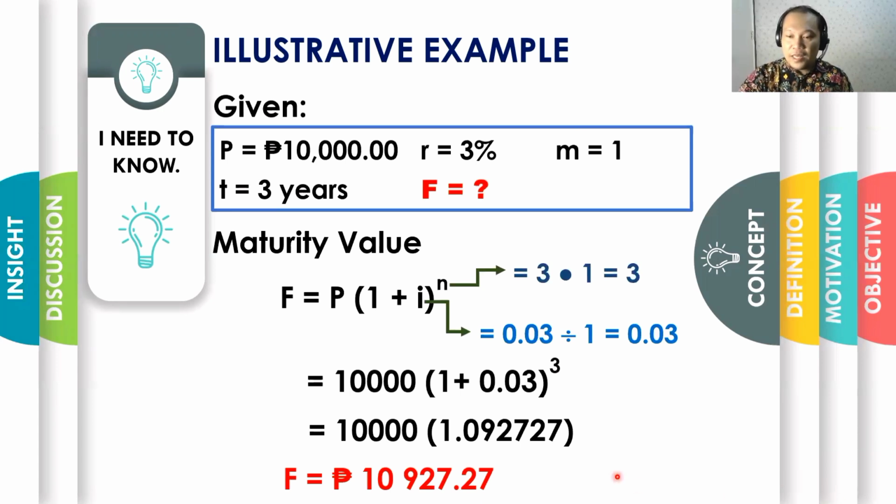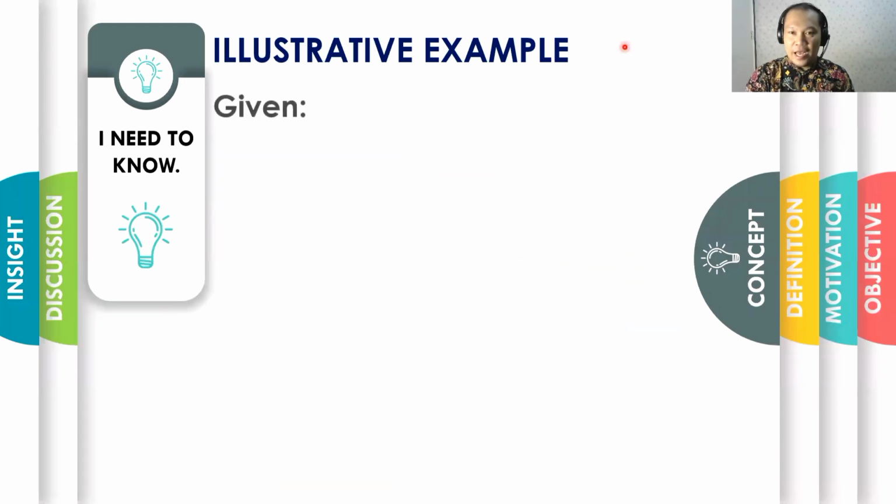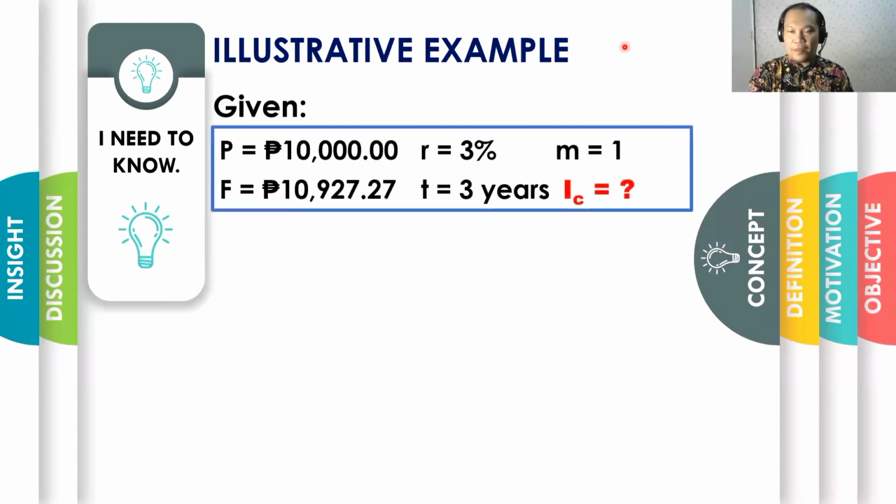Okay. Now, with this final amount, we are going to proceed with how much will be the interest earned by Jose. Here are the given. First, the principal amount is 10,000. The maturity value is 10,927 pesos and 27 centavos. The rate is 3%. Our conversion is 1. Our time is 3 years. Therefore, how much will be the compound interest earned?